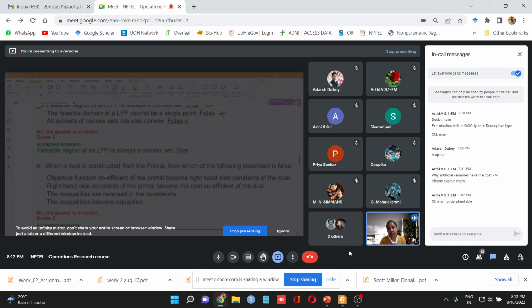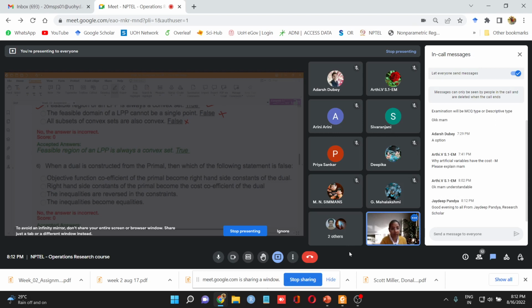The objective function coefficient of the primal becomes the right-hand side constraint of the dual. Is it true or false? Or the right-hand side constraints of the primal become the cost coefficients of the dual, and the inequalities are reversed in the constraints, and the inequalities become equalities. Which is false? Is the first option true or false in the dual? No, true, ma'am. First one.